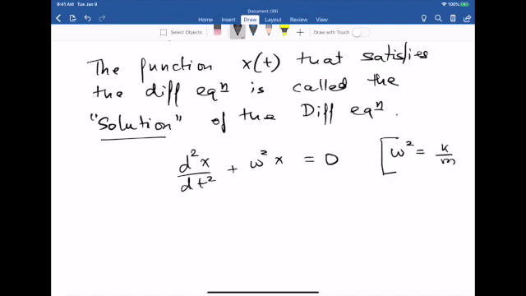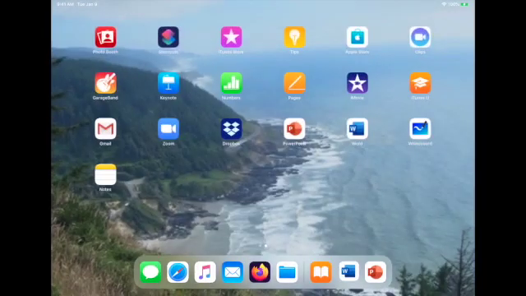All right, since this is not a math class, we are not going to talk about how we are going to solve this differential equation. We are going to jump straight to the solution of this differential equation. Okay.